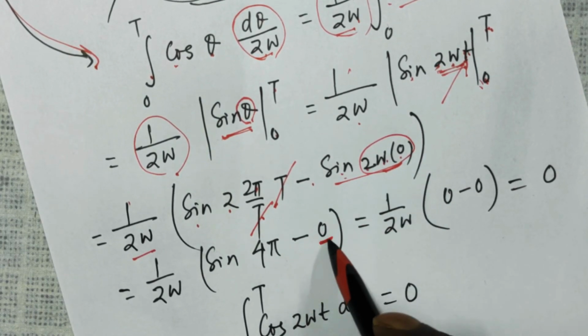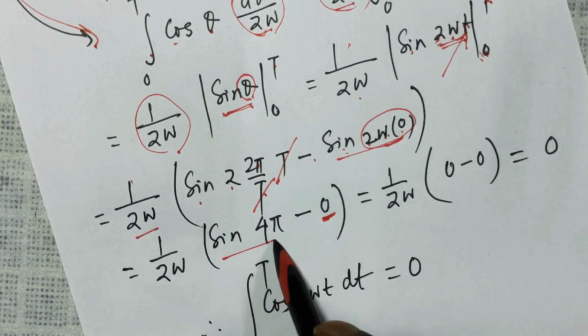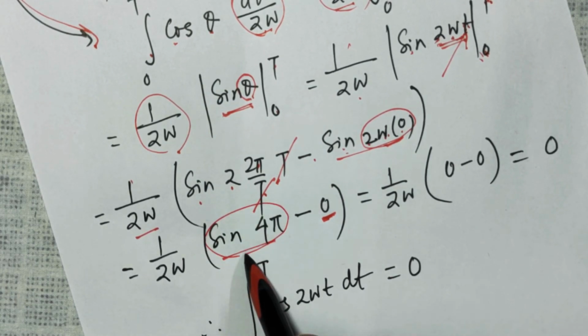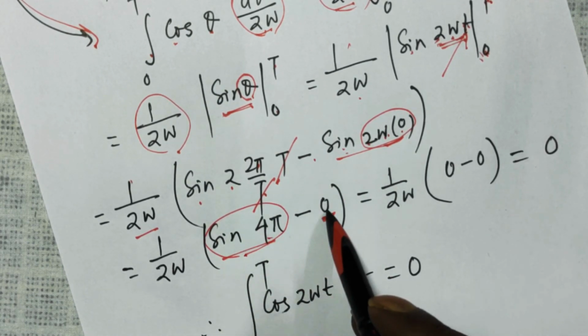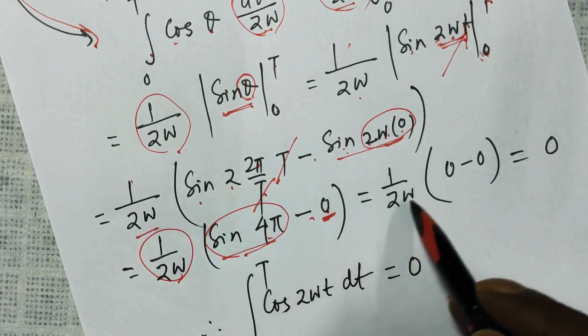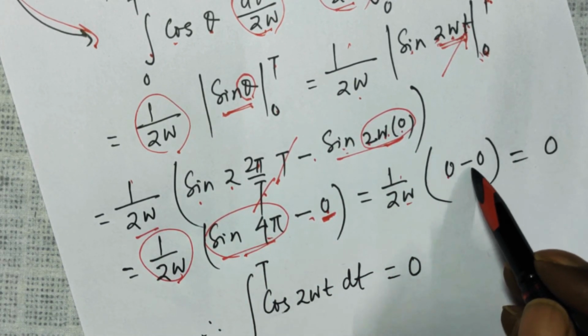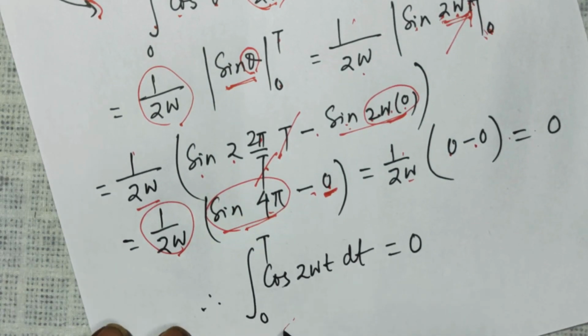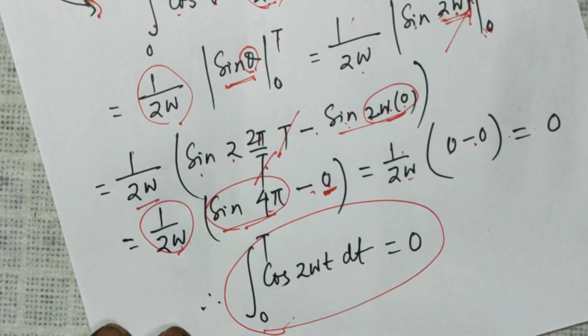Sine 0 is 0. And this becomes sine 4 pi. And sine 4 pi is how much? It is 0. So 0 minus 0 is 0. 0 into this thing is 0. So 1 by 2 omega, 0 minus 0 is 0. So therefore this integration is 0.